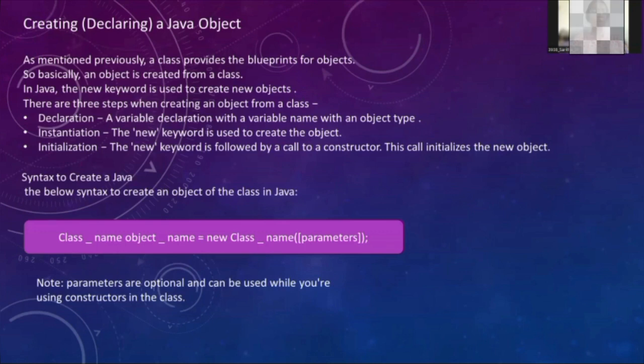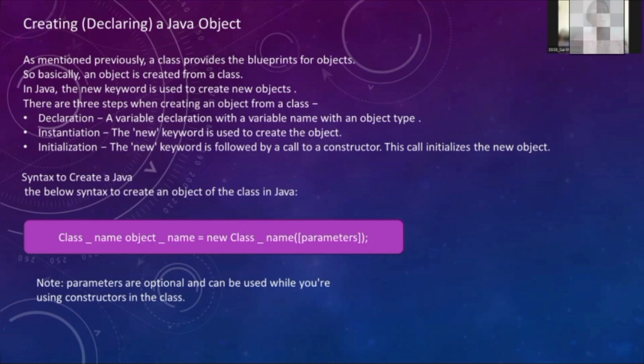How to create a Java object. As mentioned previously, a class provides a blueprint for objects, so basically an object is created from a class. In Java, the new keyword is used to create new objects. There are three steps when creating an object from a class: declaration, instantiation, and initialization. Declaration: a variable declaration with a variable name with an object type. Instantiation: the new keyword is used to create the object. Initialization: the new keyword is followed by a call to a constructor. This call initializes the new object.